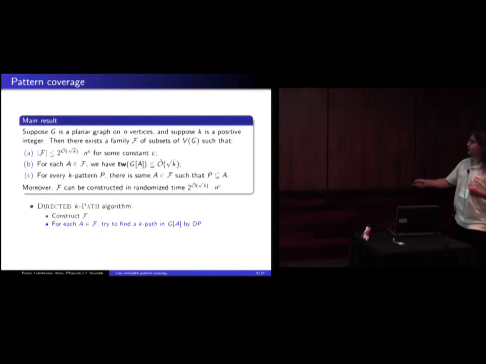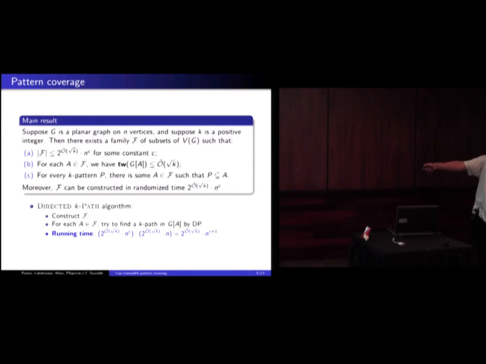And this property C gives me the correctness of the algorithm, namely if there is a k-path, then at least one of my elements of my family will cover it. Yes? So the running time now is as follows. I browse through this many elements of my cover family. For each, I run dynamic programming with this running time, so I achieve this sub-exponential parameterized time.